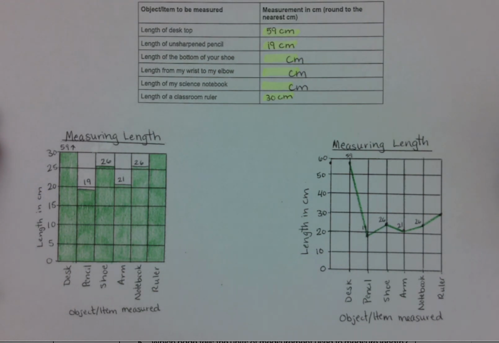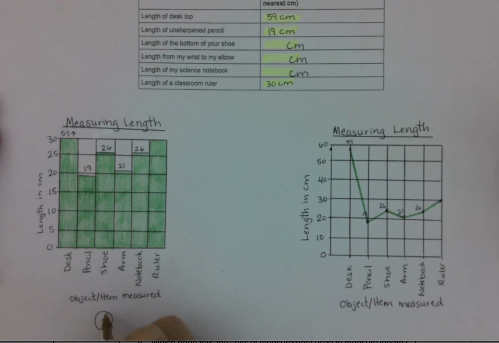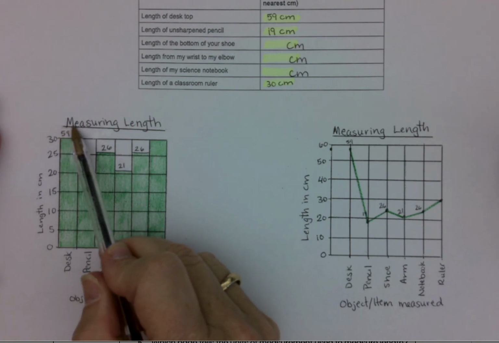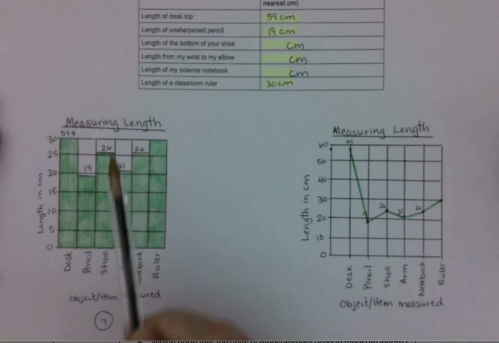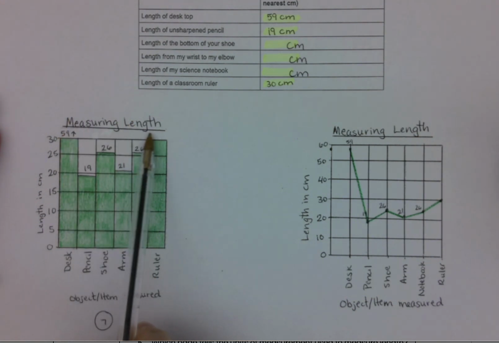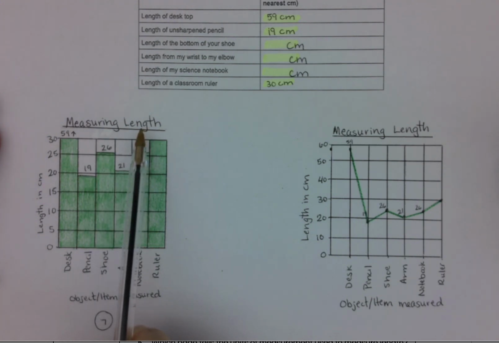The next thing that I asked you to do was to build a bar graph. On your bar graph on notebook page 7, look at notebook page 7. Hopefully you have a title, Measuring Length, and it is underlined. You also should have the M as a capital letter and the L as a capital letter. If you didn't use a ruler, this line isn't straight. It's very important that this is a straight line.